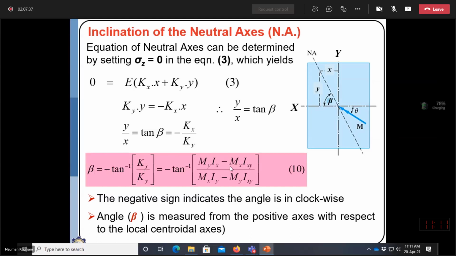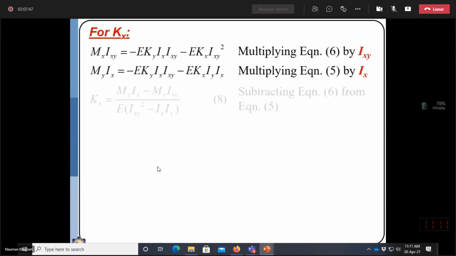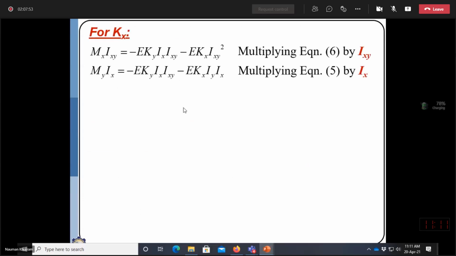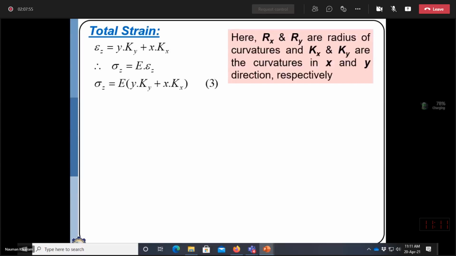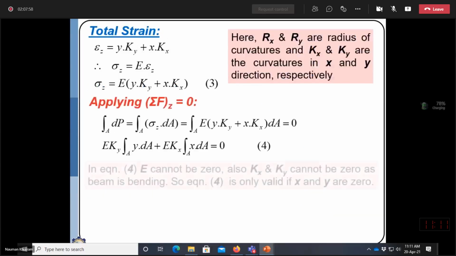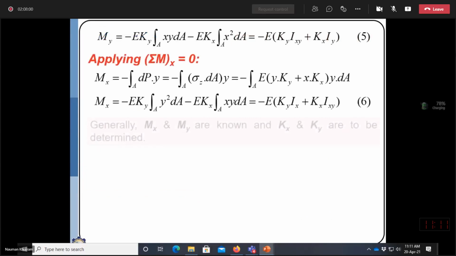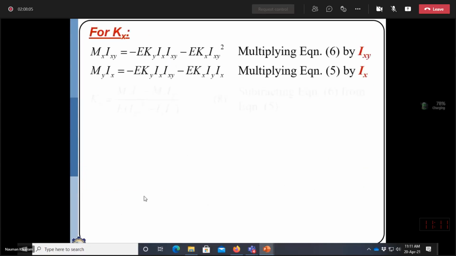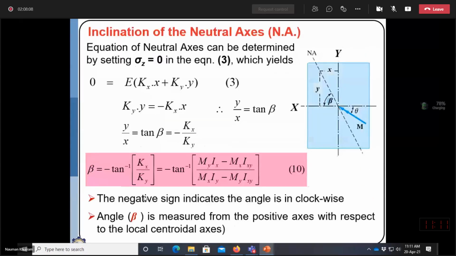And if you want to further simplify, I always urge you to determine kx and ky separately and then use this equation. Otherwise, if you want to substitute the values directly, take the kx value from here and ky from here, then you will come up with this formula. The negative sign indicates the angle is in the clockwise direction.